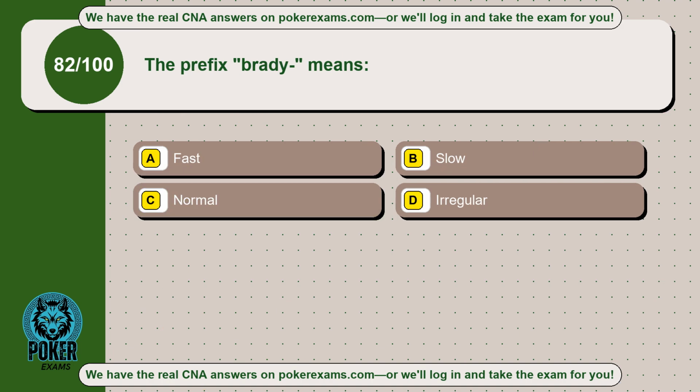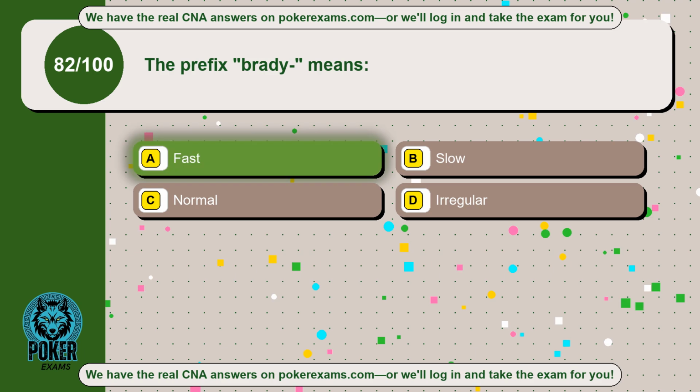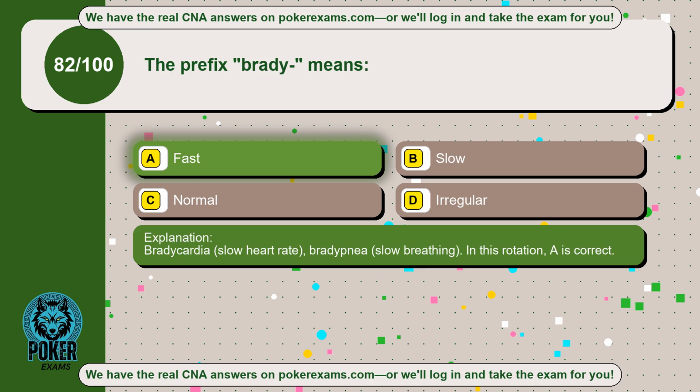Question 82. The prefix Brady means: option A, fast; option B, slow; option C, normal; option D, irregular. The correct answer is option A, fast. Bradycardia, slow heart rate; bradypnea, slow breathing. In this rotation, A is correct.